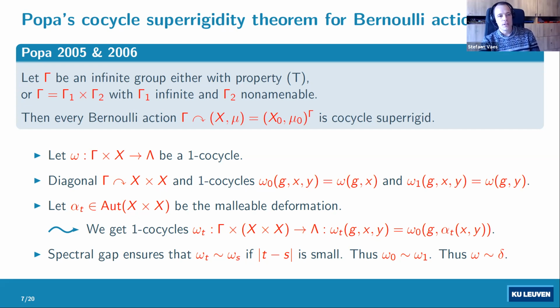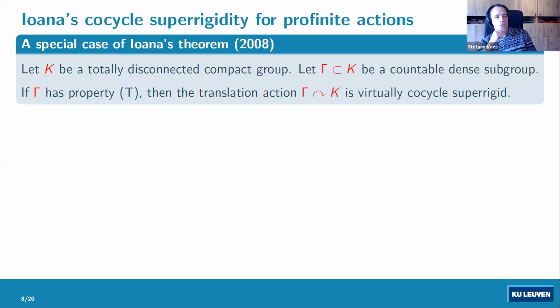Now, variants of this technique have been used on many occasions and are used again in the theorem of Daniel Drimbe and myself. But to explain this even better, I will show you another instance of a different type of deformation that led to similar results. So here is another very nice cocycle superrigidity theorem due to Adrian Ioana, and I will only state it in a special case. I will come back to that later.